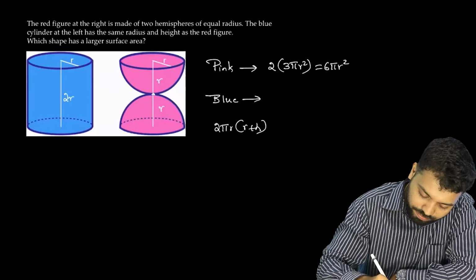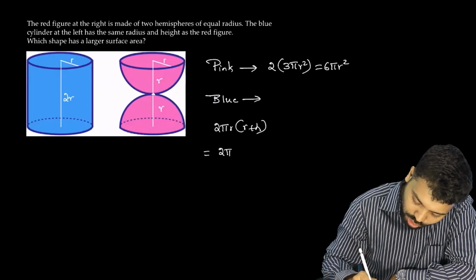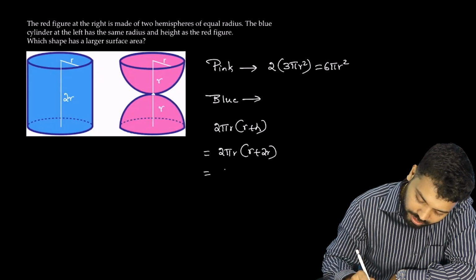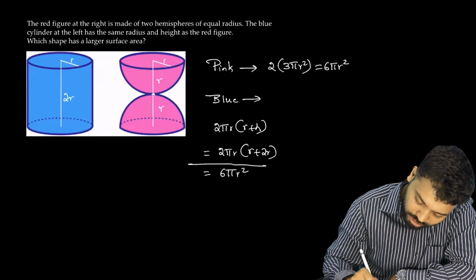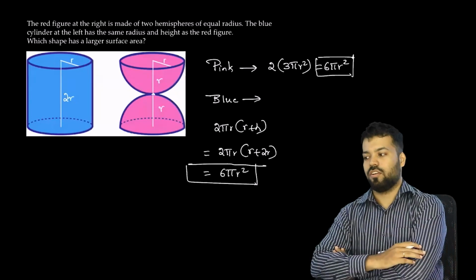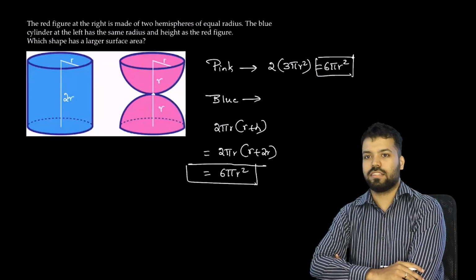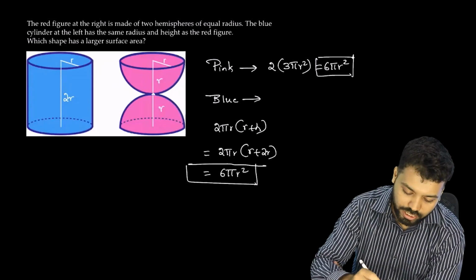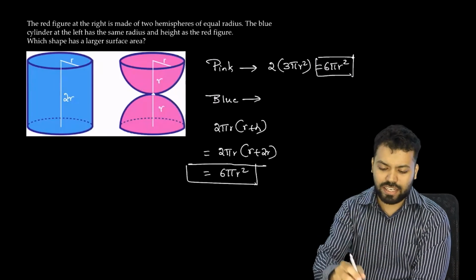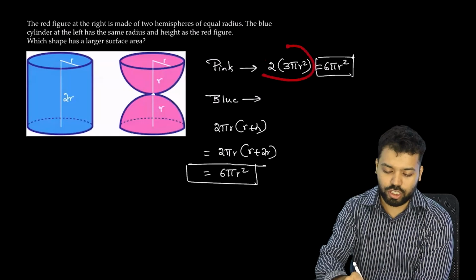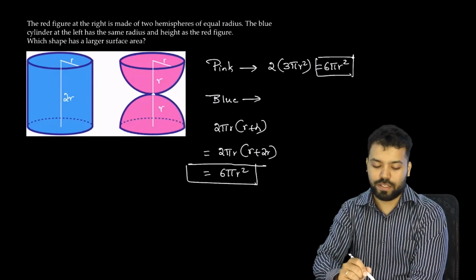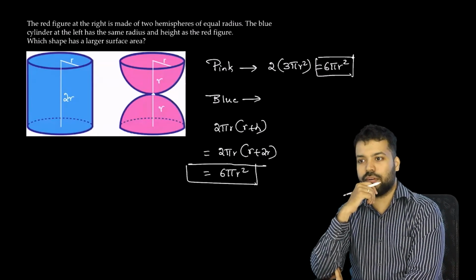So we get 2 pi r into r plus 2r. This implies 6 pi r square. So both the figures have equal areas. Most of you had written that pink has more area, which is wrong. The calculation part is very simple here: 2 into 3 pi r square, and 2 pi r into r plus 2r. Only this much calculation we had to make. Isn't it simple, this problem?